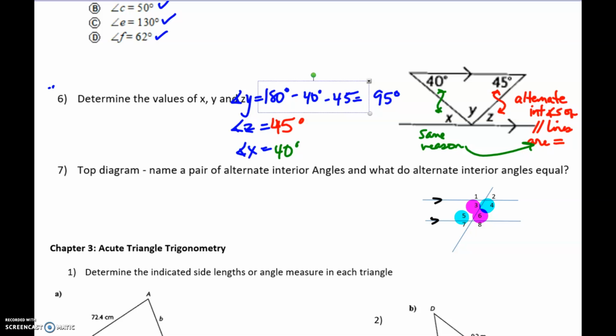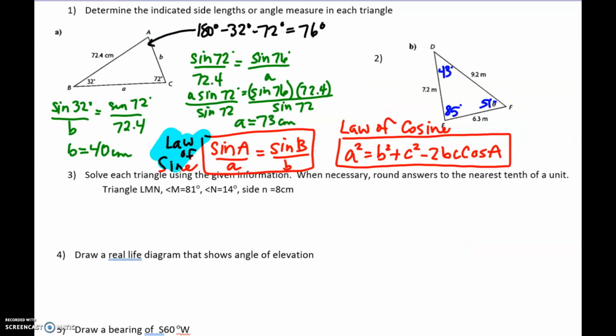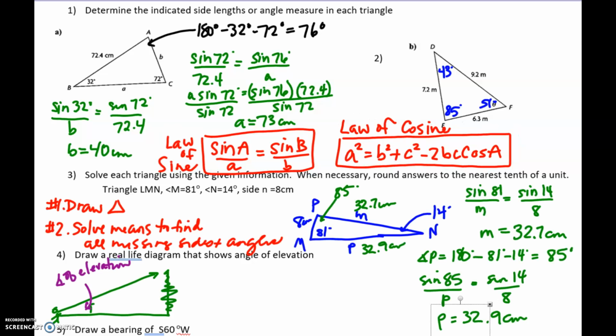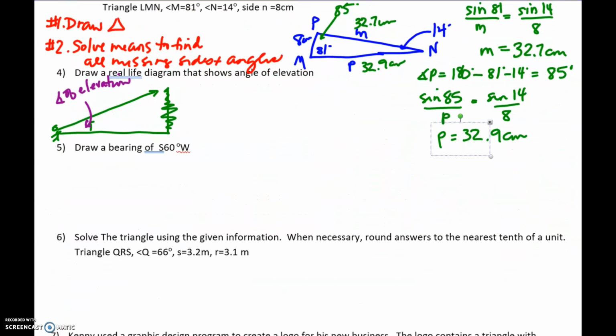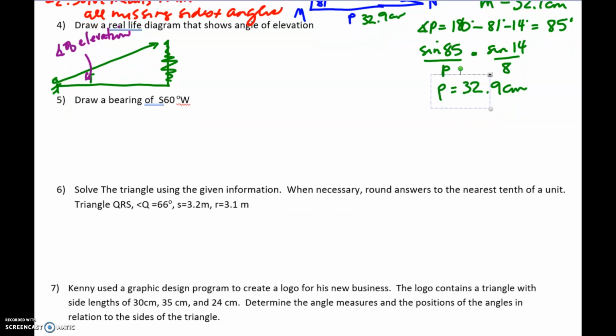All right, moving on to chapter 3. These are important formulas that you will need to know how to use, and you can ask Mrs. Edwards if they will be given to you on the test or if you need to memorize them. Number 3 is another example of using the sine law. Number 4 asks about angle of elevation, and then of course depression.